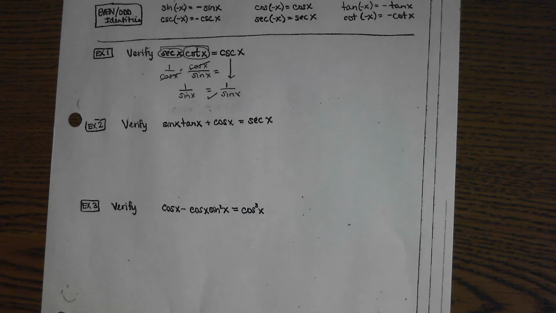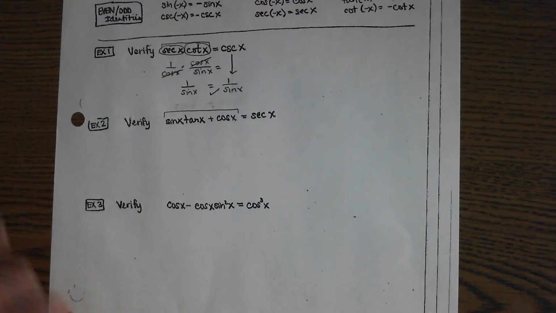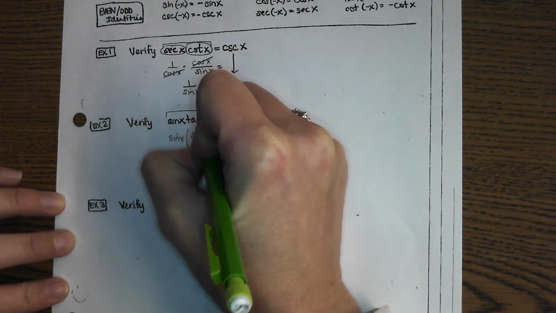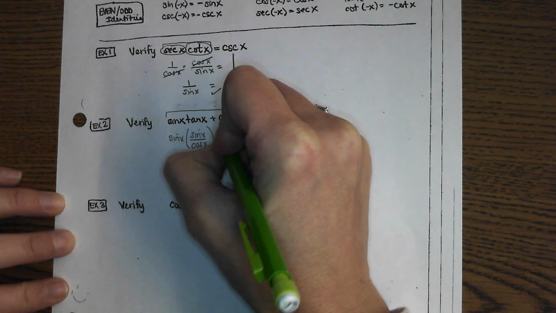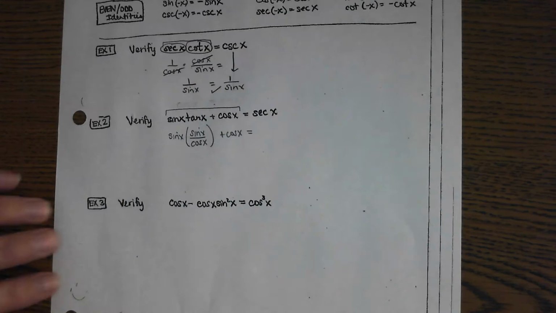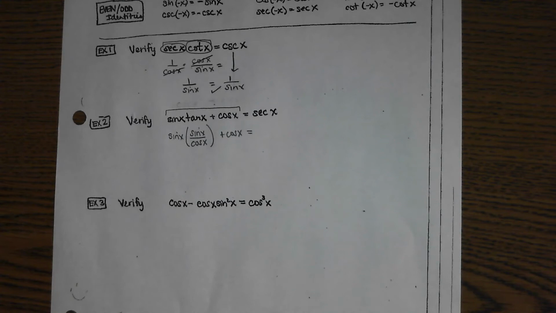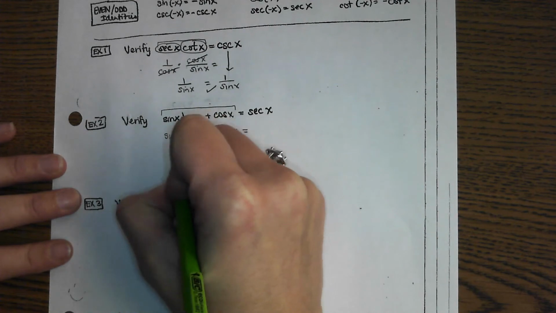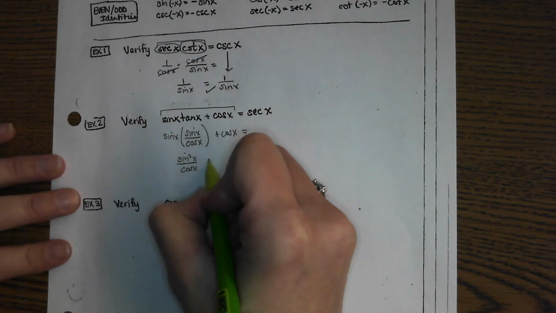Example 2, if I'm just focusing on the left side first, what would you maybe try to change about that? Morgan, come up with something. Let's change tangent to sine over cosine, so sine of x I'll leave. Tangent will become sine of x over cosine of x plus cosine of x. Okay, Olivia, what would you then do with that? Yep, so that would be sine squared x over cosine x plus cosine x.